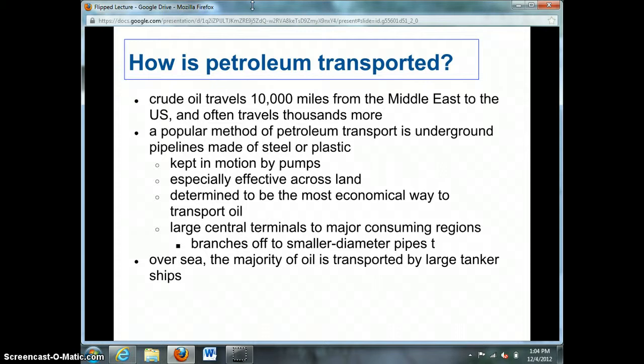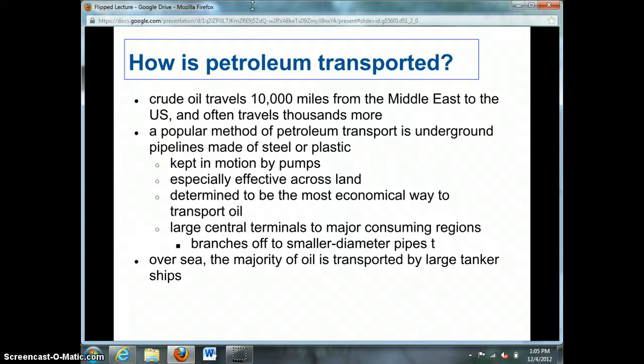So the next question is, how is petroleum transported? We know that we get most of our oil from the Middle East, and so crude oil often travels 10,000 plus miles from the Middle East to the U.S. and within the U.S. The most popular method of petroleum transport is underground pipelines. These are made of steel and plastic.